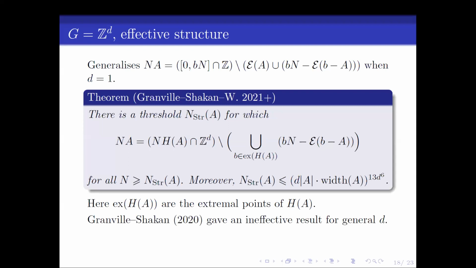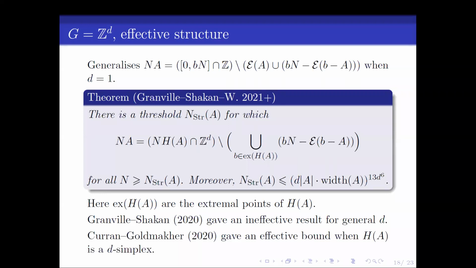All right, so the ineffective result was proven by my co-authors last year. But again, using Dixon's lemma. So it's the same source of ineffectivity that came up in the Nathanson-Ruger work. And Cohn and Goldmacher, again, they showed that in the simplex case, where the convex hull is a D-simplex, then you can actually get an effective bound on the structural component. But this is the first time that we've got an effective bound over every finite subset A of Z to the D.